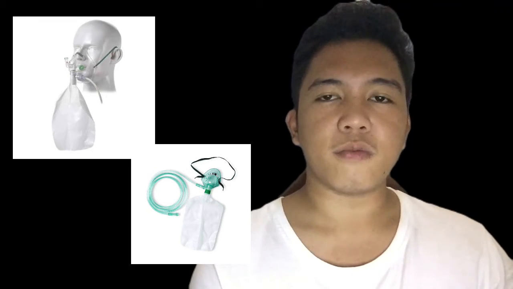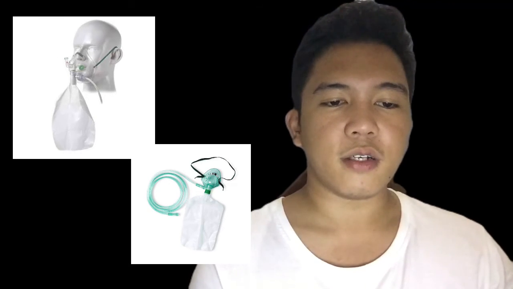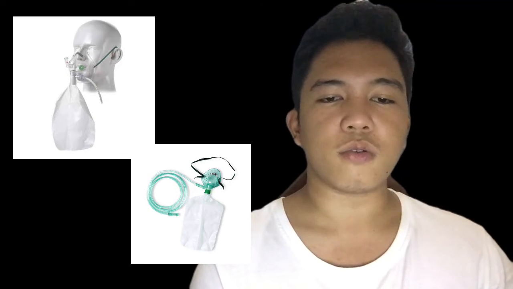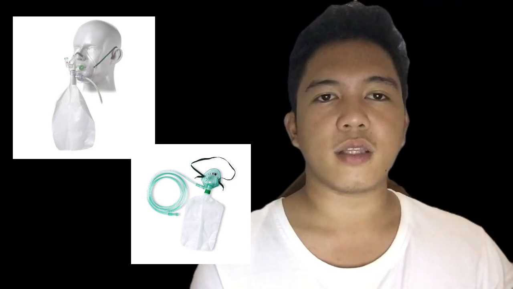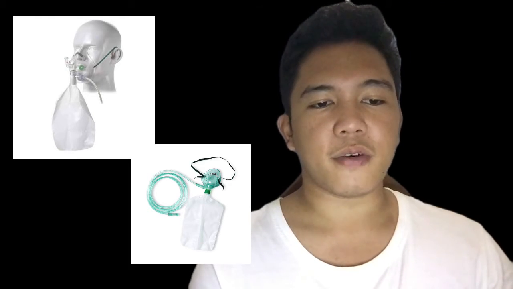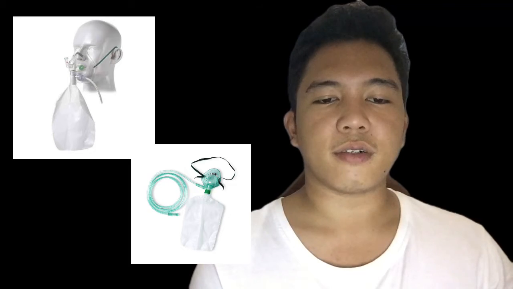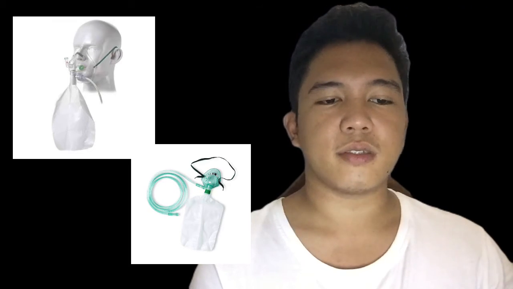There should be a minimum flow of 10 to 15 liters per minute. The delivered FiO2 of this system is 60 to 80%. There are advantages. Fast and easy to set up. Can deliver high concentration oxygen in breathing patients.